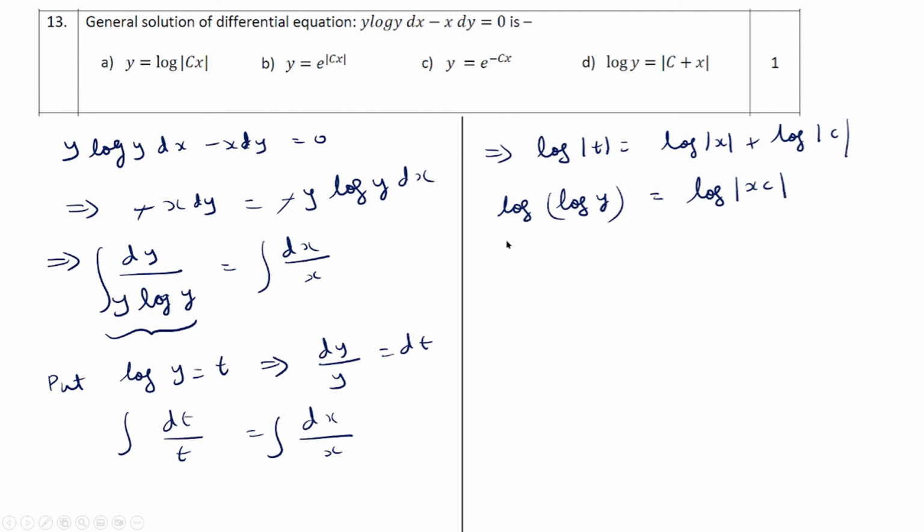So if we raise both sides to e, we will get log y equal to mod xc. Now this log y is to the base e. So by definition of logarithm, we get y is equal to e raised to mod cx. So the correct option is option B. Y is equal to e raised to mod cx.